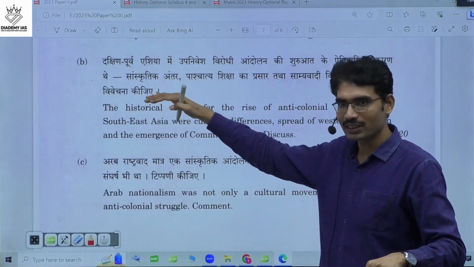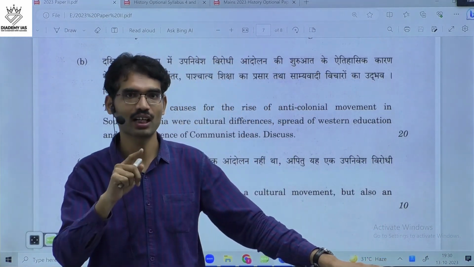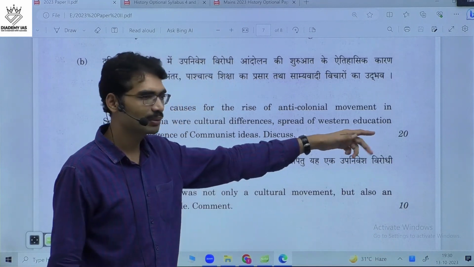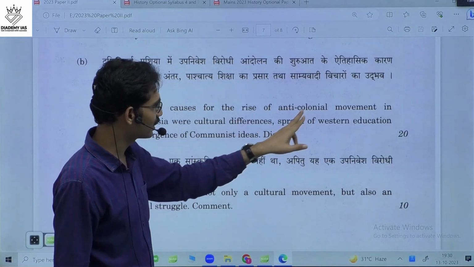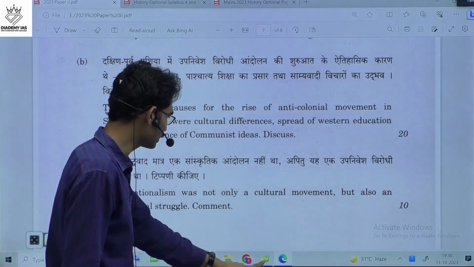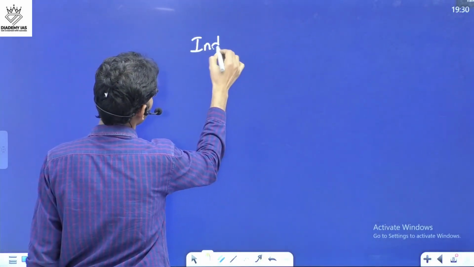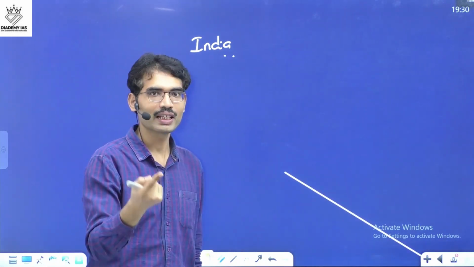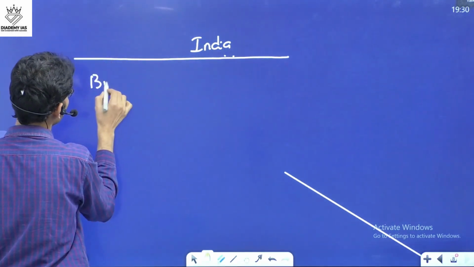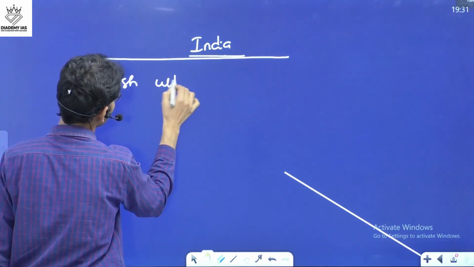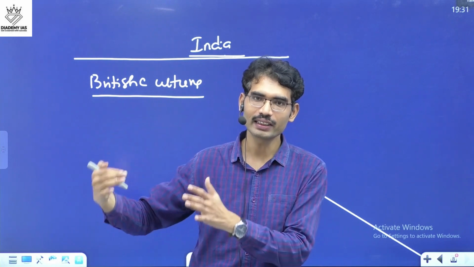This also appears difficult, but if you interpret it in the Indian context, the similar kind of principle applies to Southeast Asia as well. Now you observe this: cultural differences, spread of Western education, and emergence of communist ideas. In the case of India, India was a colony. Now what happened in the 1820s, 30s, 40s? They imposed British culture, and as a result, they degraded Indian culture.